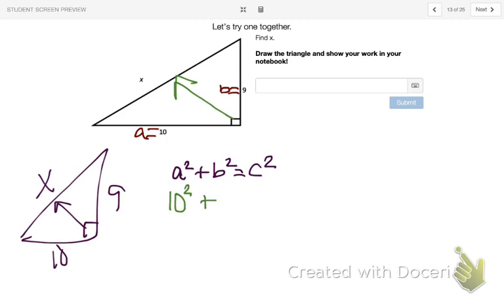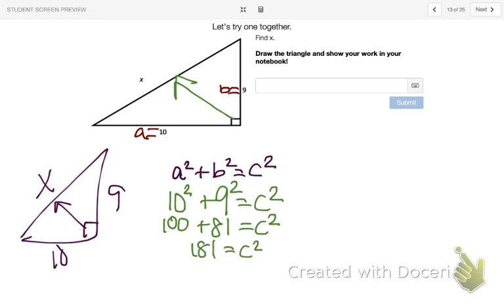Plus b squared, which is 9 squared, equals c squared. Okay, now I can evaluate it. So 10 squared gives me 100, plus 9 squared gives me 81, equals c squared. If I add those together, 100 plus 81 gives me 181, equals c squared.